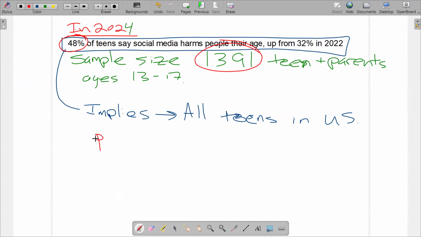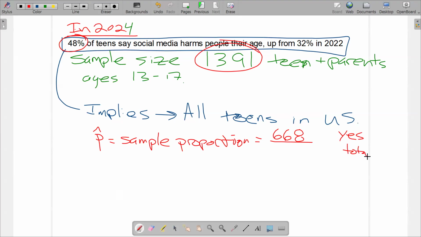So we're calculating a proportion. For a sample, it's called a P with a hat over it. Without the hat, it means population. Okay, so P hat means a sample proportion. A proportion is calculated by counting something. So in this case, we counted up those who said, yes, I think social media harms people my age. And so there were 668 on that question, out of the total of 1,391, and that comes out to be approximately 48%.